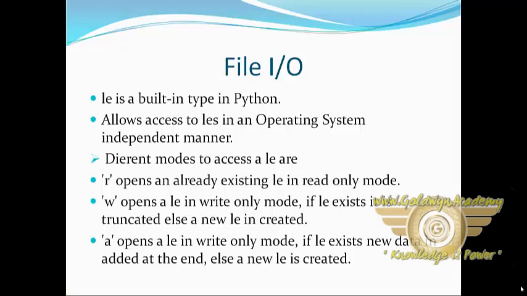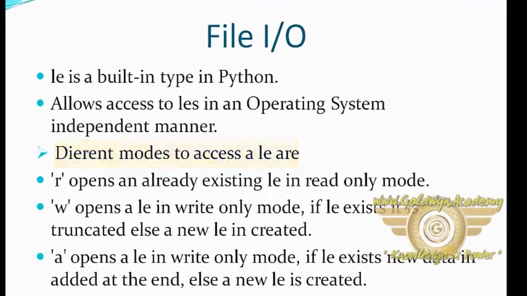File is a built-in type in Python. It allows access to files in an operating system independent manner. Different modes to access a file are: r is used for opening an already existing file in read-only mode.